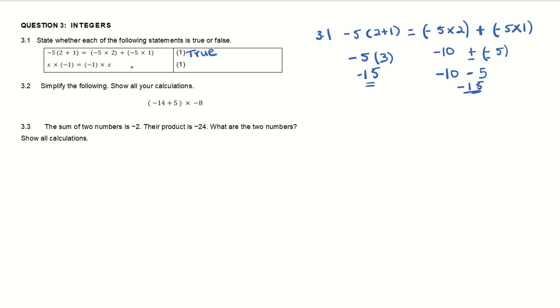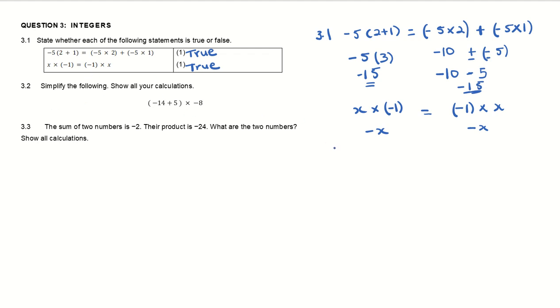What about the second statement? We have x, and we're multiplying it by -1 in brackets. And on the other side, we have -1 in brackets, and we're multiplying it by x, okay? So when you multiply x by -1, what you get is -x. And when you multiply -1 by x, again you get -x. So the left-hand side is equal to the right-hand side, okay? And the statement is also true.